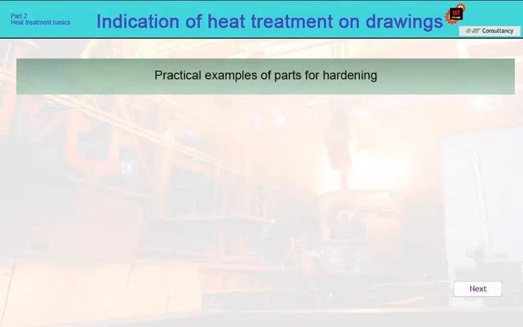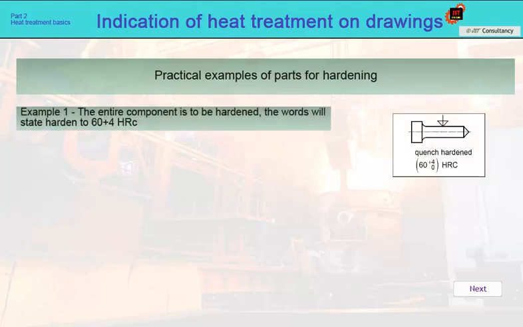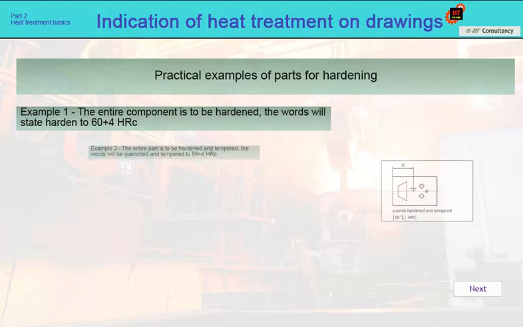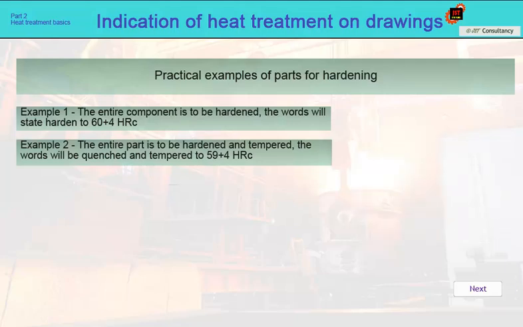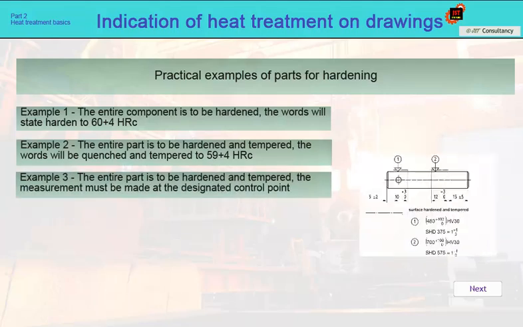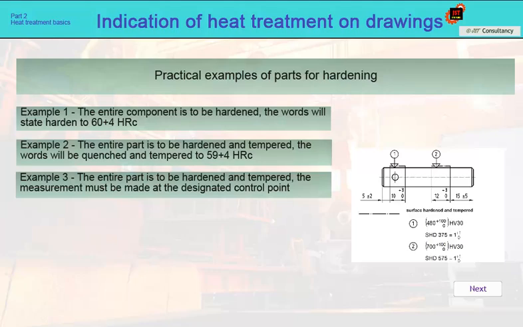In the first case, it is quenching without tempering. Therefore, the drawing will explicitly state that the component is only to be hardened, without tempering, to 60+4 Rockwell. The second example is quenching and tempering. Even in this case, a verbal statement is necessary, including the final hardness. In the third example, the measurement checkpoint is additionally specified. This is important for the output control so that the resulting measured values correspond to the customer's requirements and are measured at the agreed location.